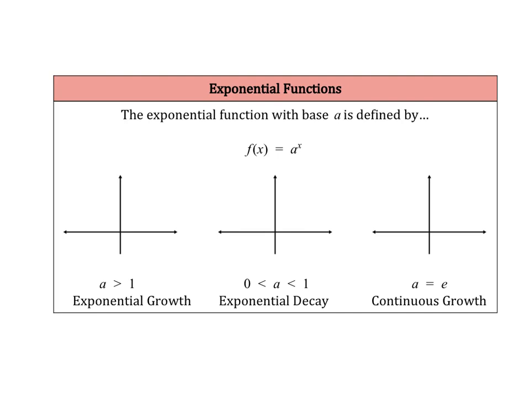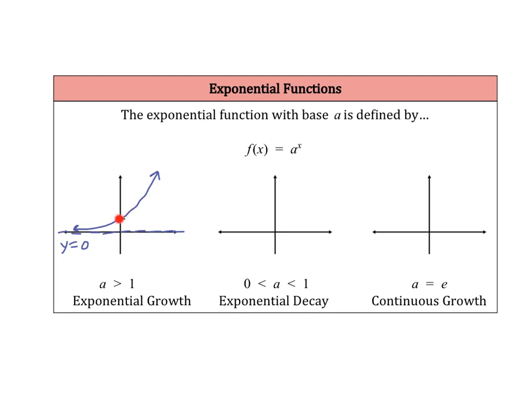First one is if a is greater than 1, we're going to have what's called exponential growth. So your graph is going to look something like this. It will always go through the point (0, 1), because anything to the power of 0 is equal to 1. And exponential functions, the parent function has a horizontal asymptote at y equals 0.